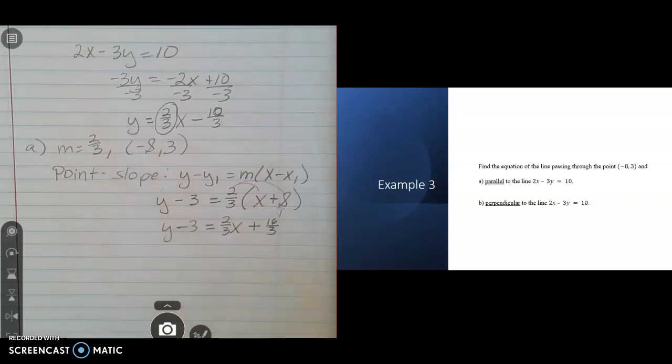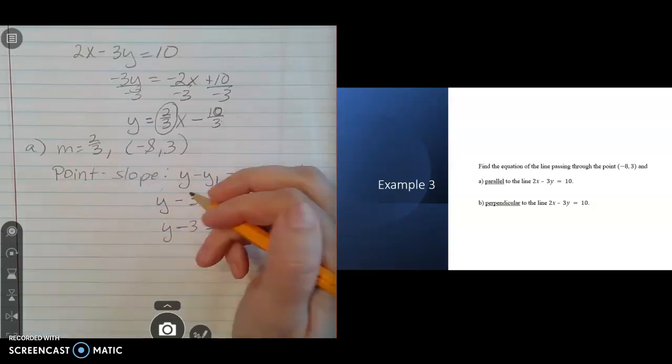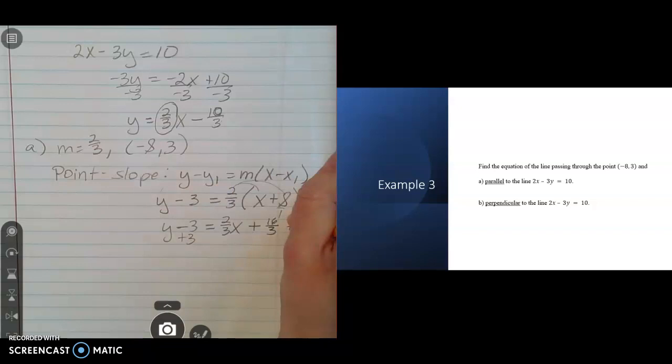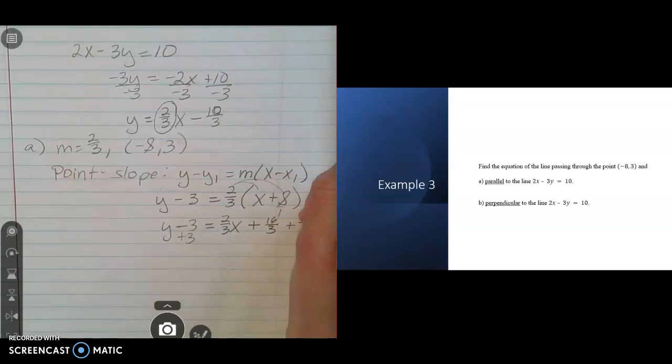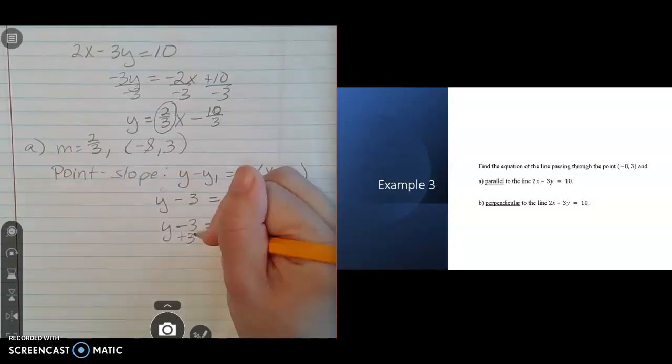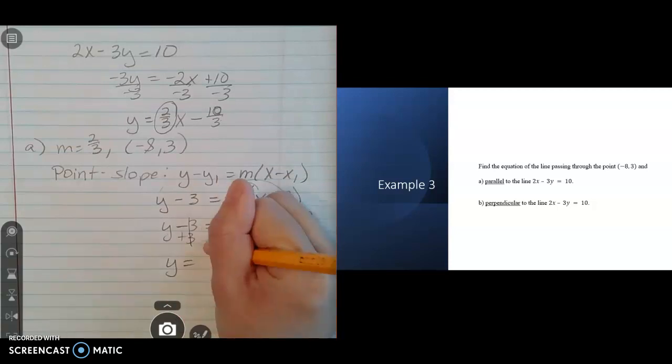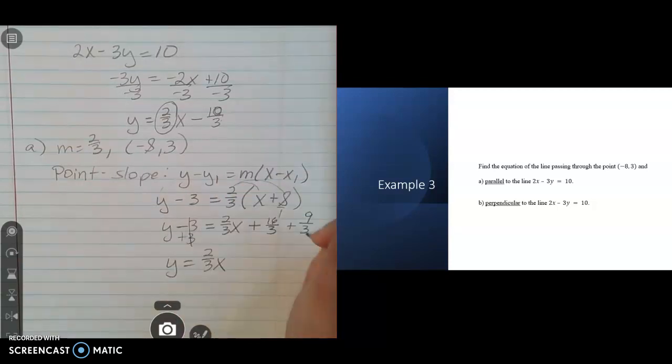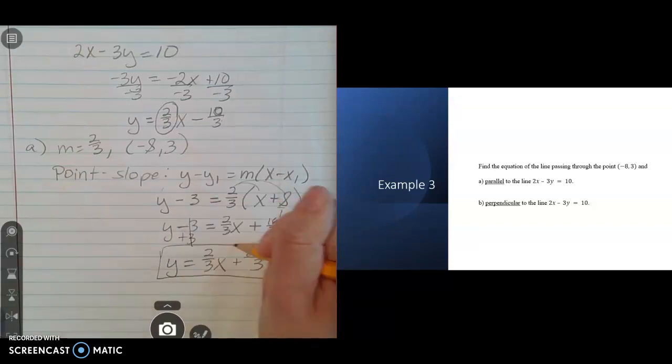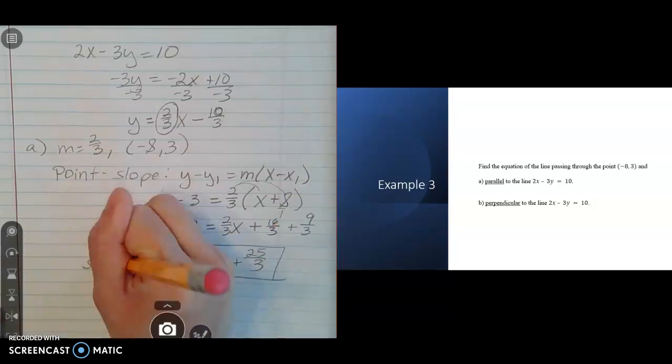Okay? And then the last thing to get it into slope-intercept form would be to add 3 to both sides. And if I'm looking ahead, I know I'm about to add it to a fraction, so let's go ahead and get the same denominator, which would be 3. So 3 would be the same thing as 9/3. I'm just multiplying by 3 over 3 to get there. So I'll have y equals, that would be 2/3 x, and then 16/3 plus 9/3 would be 25/3. And there we are into slope-intercept form.